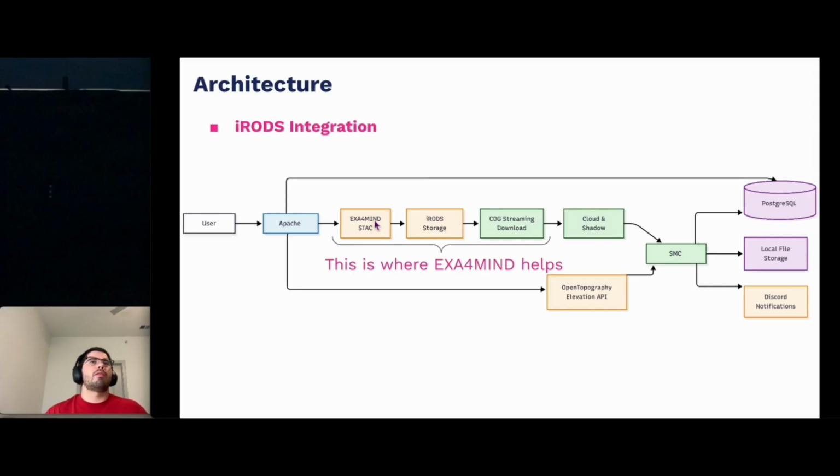We can see now that we have an EXA4MIND stack, the iRODS storage, and a streaming download process. Now this pipeline will work with the cloud optimized GeoTIFF. The rest remains the same. And this is the key concept of the integration. Everything else remains the same: the user request, the batch orchestrator, and the only thing that is changing is the EXA4MIND technology plugin in this part. This technology is called iRODS.